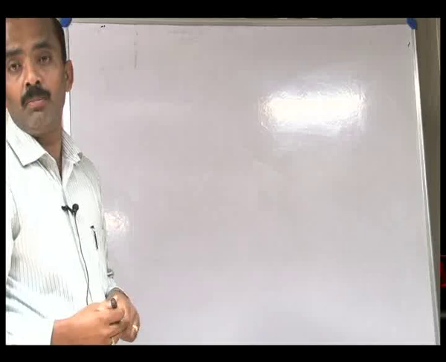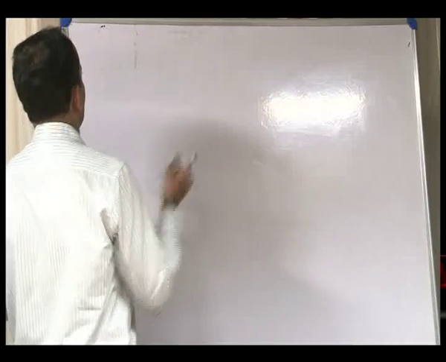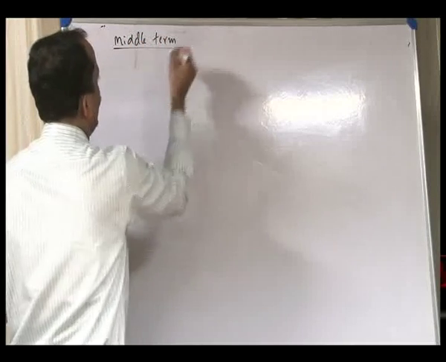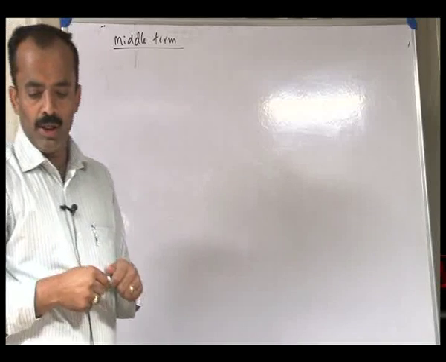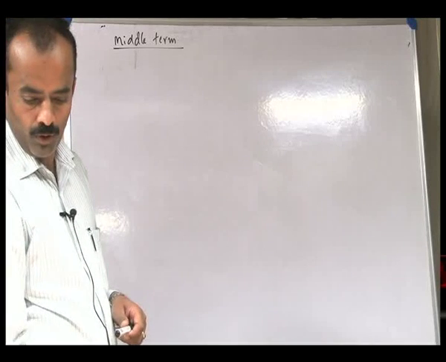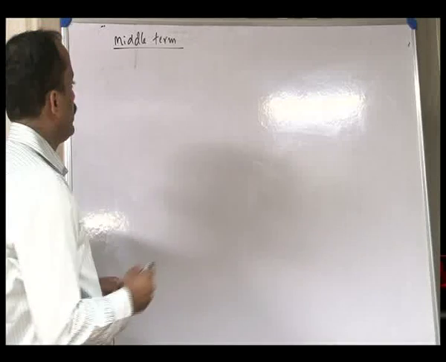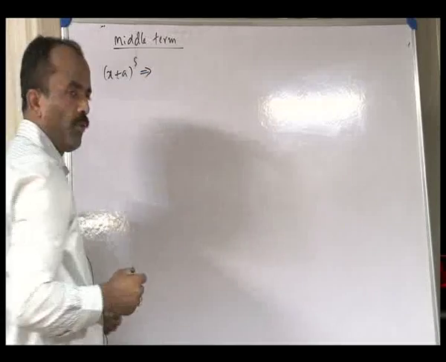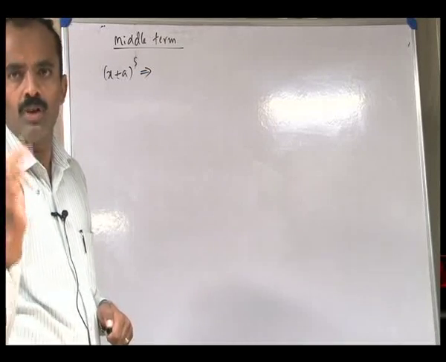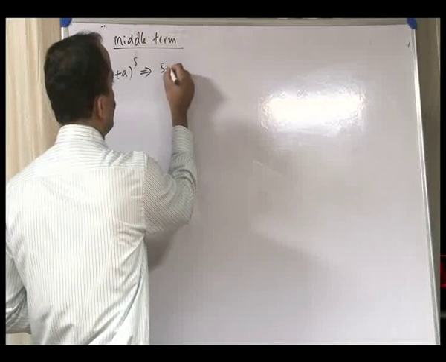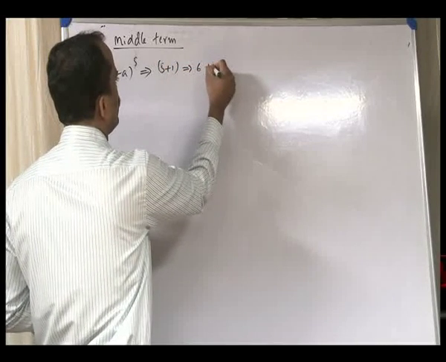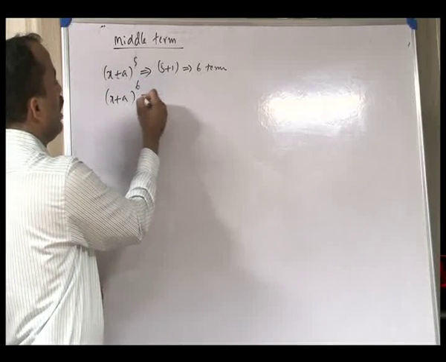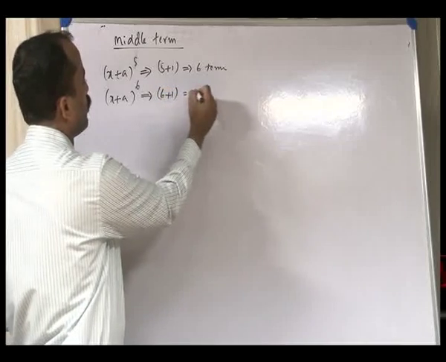Next is the middle term in the expansion. See, for example, (x + a) whole to the power of 5. How many terms are in the expansion? There are 6, 5 plus 1, that is equal to 6 terms in the expansion. Similarly, (x + a) whole to the power of 6, how many terms? 6 plus 1, that is equal to 7 terms.